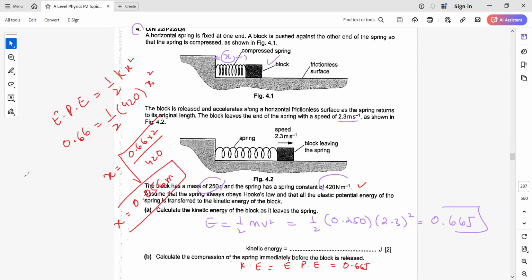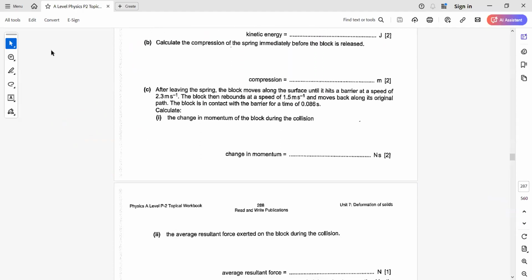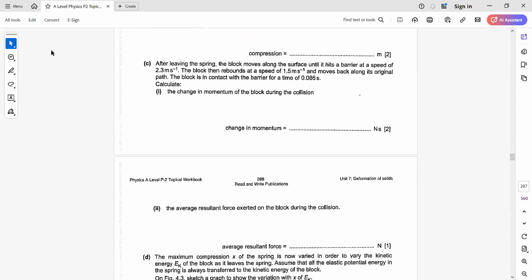Okay, that was an easy question. It says after leaving, the block, okay, change in momentum I have to find out. That means I'm looking for velocities. So after leaving, the block moves along the surface until it hits a barrier with a speed. Okay, that's the speed, and then it rebounds. Okay, so we have to change the direction.